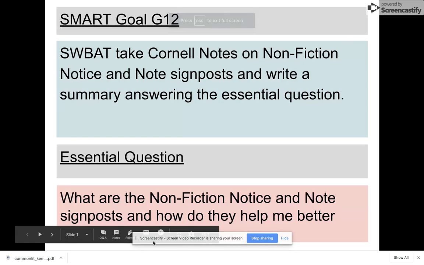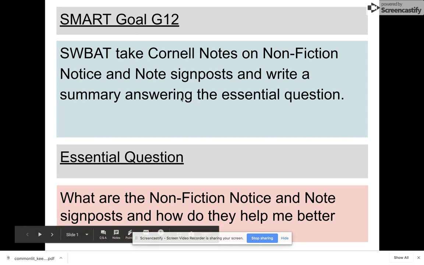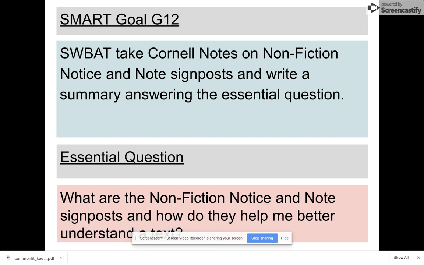I just want to go over our presentation on Cornell Notes on the nonfiction notice and note signposts. We're going to start off by writing up on your Cornell Notes your objective, which is important. You put this on top of your Cornell Note sheets. Go ahead and write this in.